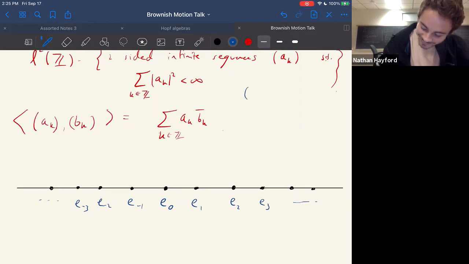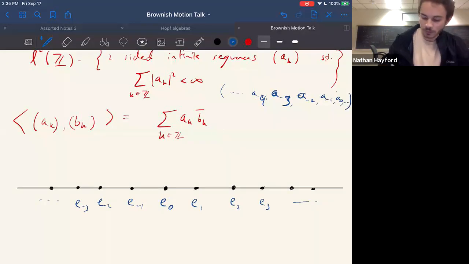How do I write it? A-3, A-4, I need to go off in this direction. A-4, A-3, A-2, A-1, A0, and all the way into the other direction. So the E0 basis vector is the vector that corresponds to this element. The E-1 basis vector is the one that corresponds to that one, and so on and so forth.